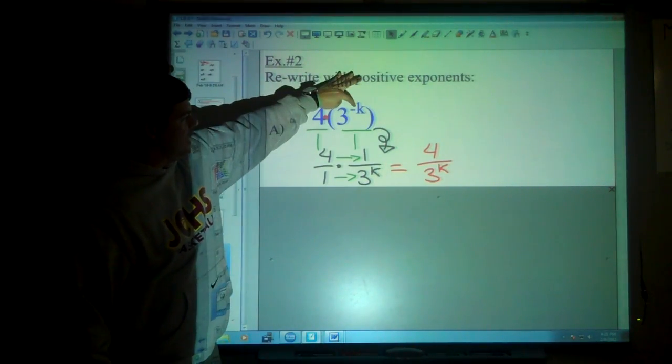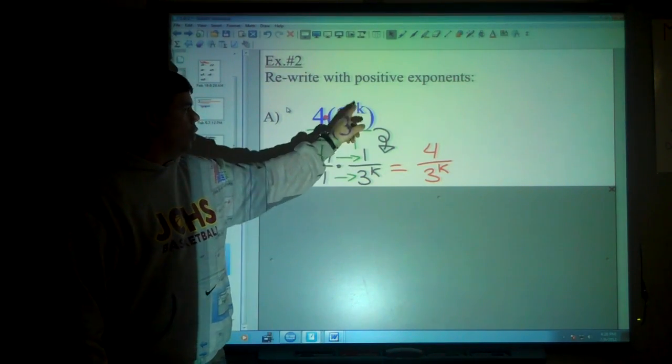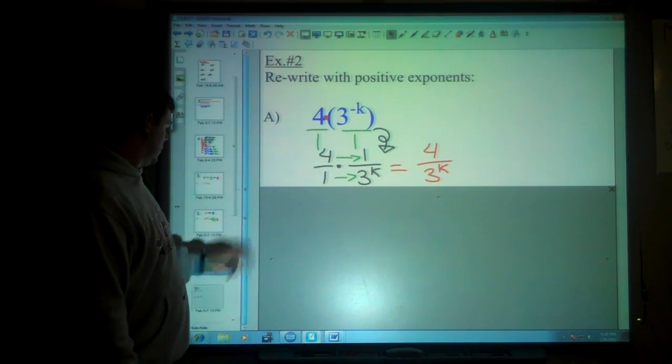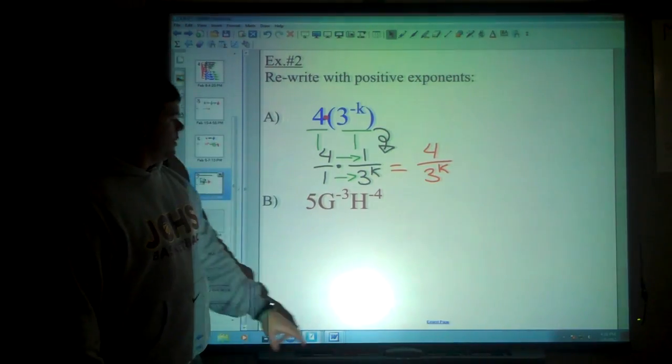Only the portion that had the negative exponent flipped down below. The 3 does not ever change signs. Only the exponent will change signs. Got to be very careful about that. People sometimes change the wrong pieces.